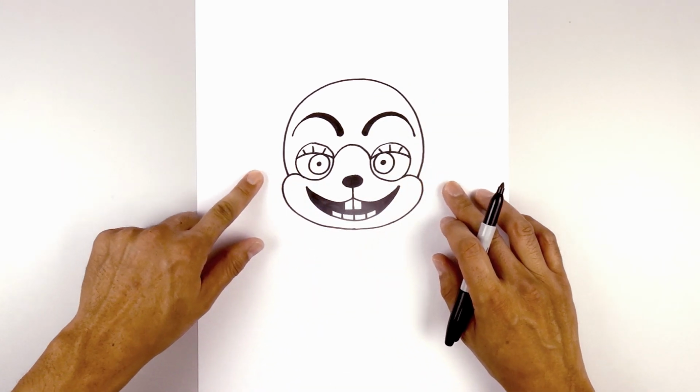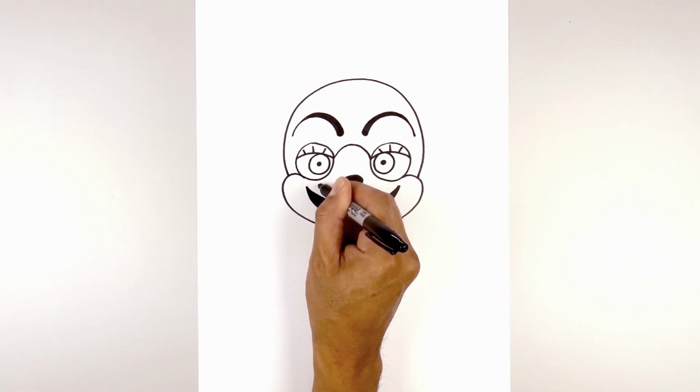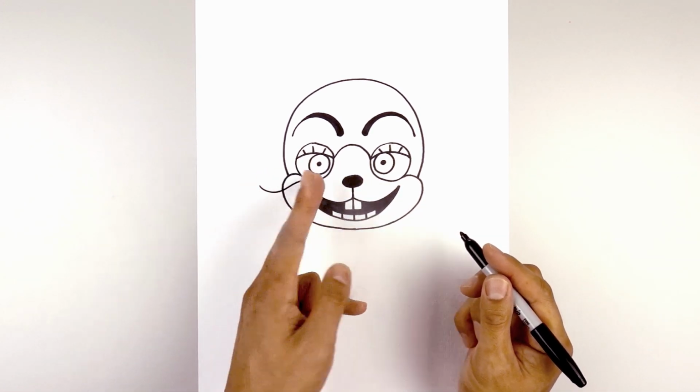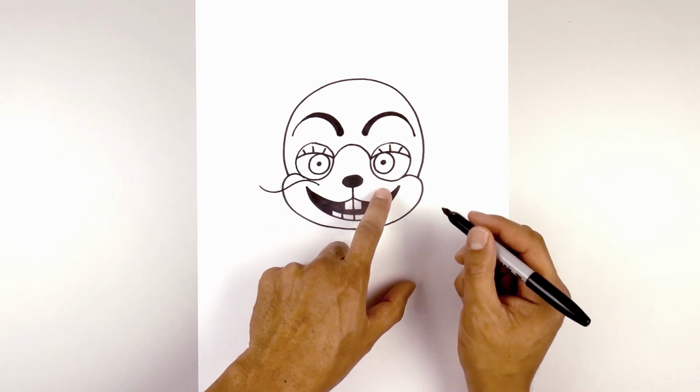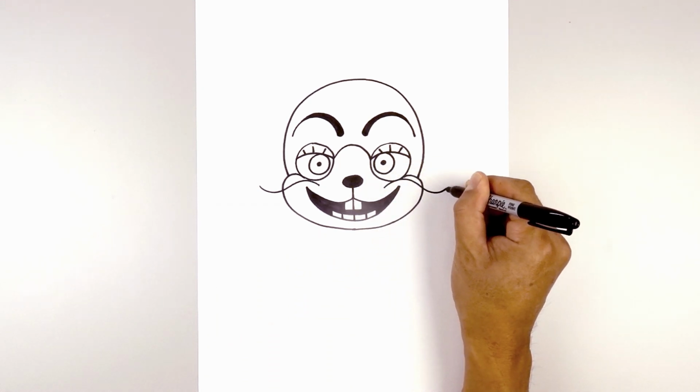Now there's two curvy whiskers on either side. So we start directly underneath the left eye. Start by curving up, down, and then up. Now I'm going to take that and flip it over on the right. So we're going to line this up, curve up, down, and then up.